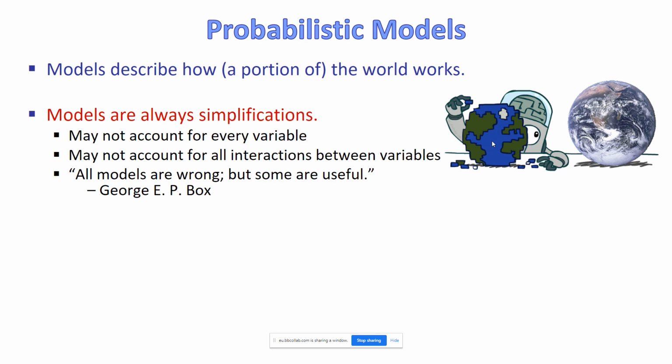The model might not account for every variable. It might not consider every variable in the world. It might also not consider all the interactions between those variables. Sometimes we make assumptions in our model just to simplify it, just so that we can actually run it and get something useful out of it. There is a really famous saying that all models are wrong, but some are useful. All models are wrong. This is true because they are simplifications. They are not 100% perfect.